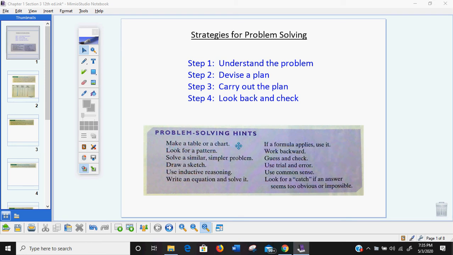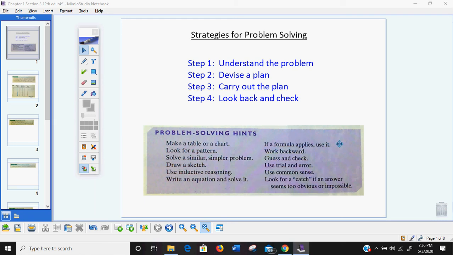You can make a table or a chart. We're going to do that on the first example. You can look for a pattern. Those are typically easier to solve. Solve a similar problem, a simpler problem. We're going to have some like that. Always, if you can, draw a picture. Use inductive reasoning. Write an equation and solve it if that's possible. That's kind of like you're used to in algebra.